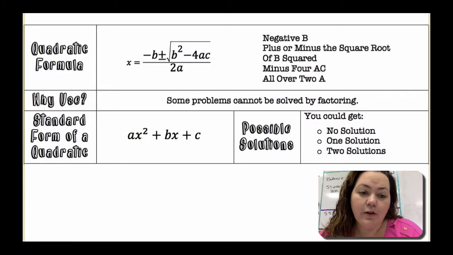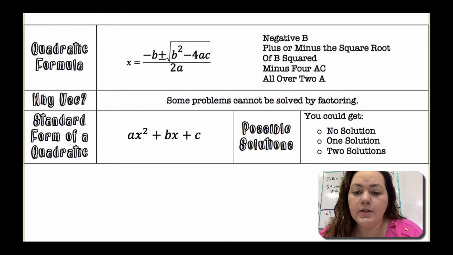Alright, so the quadratic formula is x equals negative b plus or minus the square root of b squared minus 4 times a times c all over 2 times a. We have a little song that goes with it: negative b plus or minus the square root of b squared minus 4ac all over 2a.